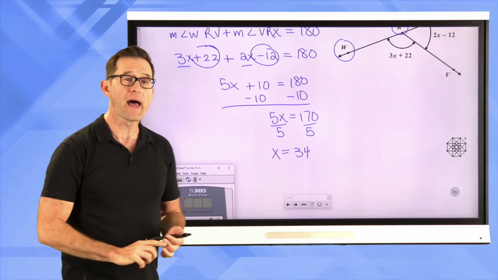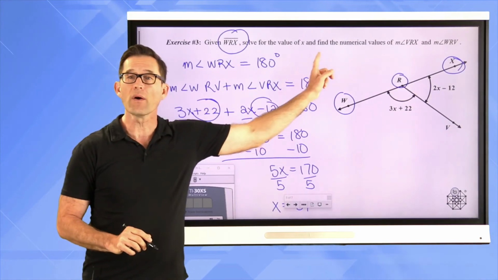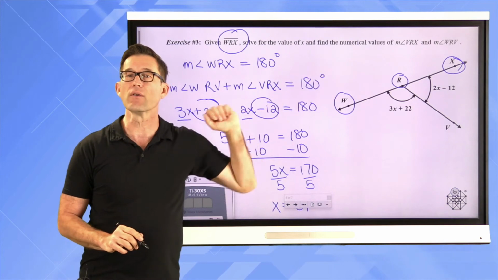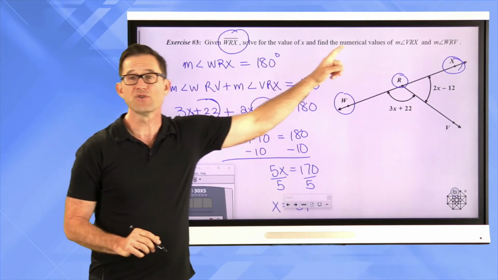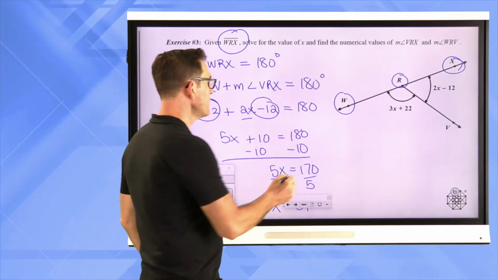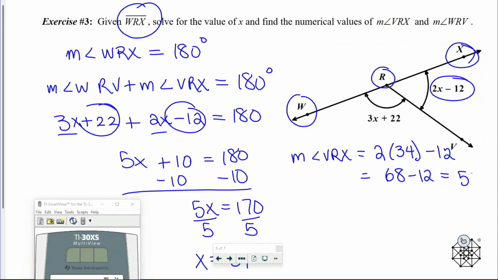But the other thing that it asked, and we always want to answer what is being asked in geometry, is what are the numerical values of the measure of angle VRX and the measure of angle WRV? Well, let's just take them in order. The measure of angle VRX is 2x minus 12, so that's going to be 2 times 34 minus 12. That's going to be 68 minus 12, and that's going to be 56 degrees. Now I'll put that degree symbol on.